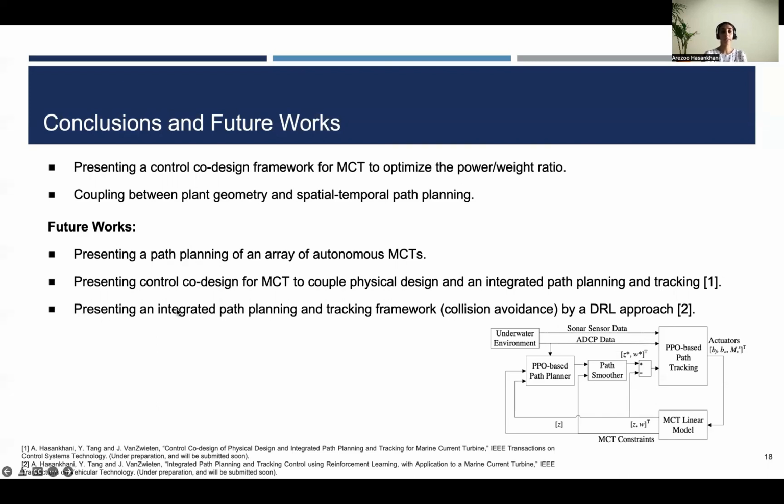Finally, we can present the integrated path planning and tracking framework to avoid collision, using the deep reinforcement learning algorithm, specifically proximal policy optimization, to address both path planning and tracking framework.